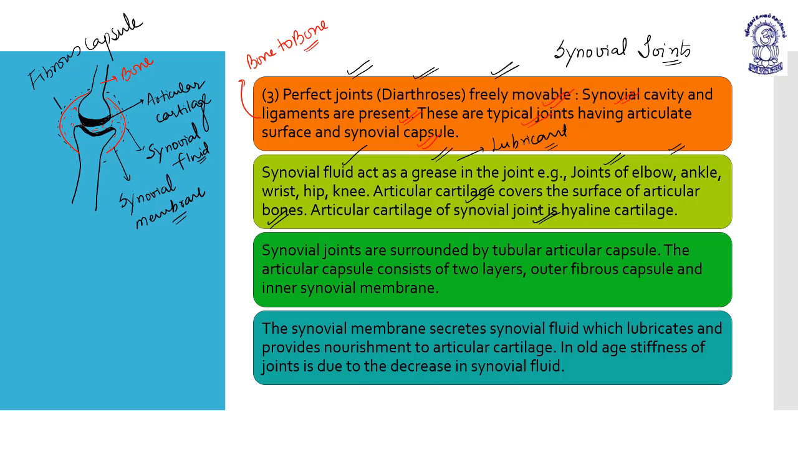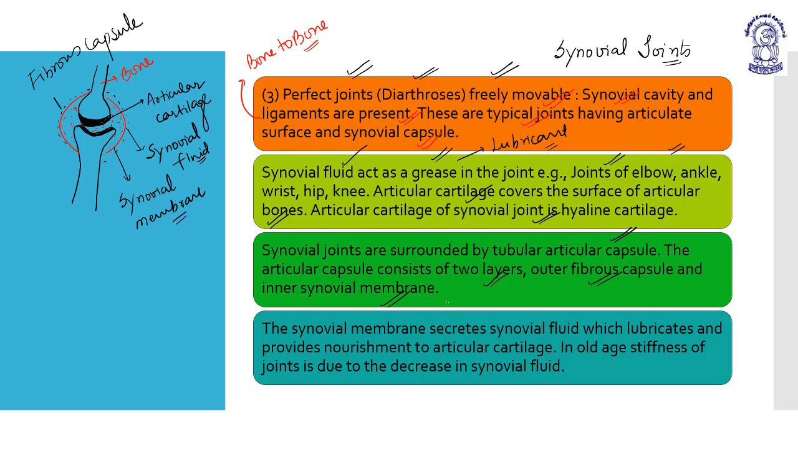Synovial joints are surrounded by a tubular articular capsule. The articular capsule consists of two layers: the outer fibrous layer, the fibrous capsule, and the inner synovial membrane.